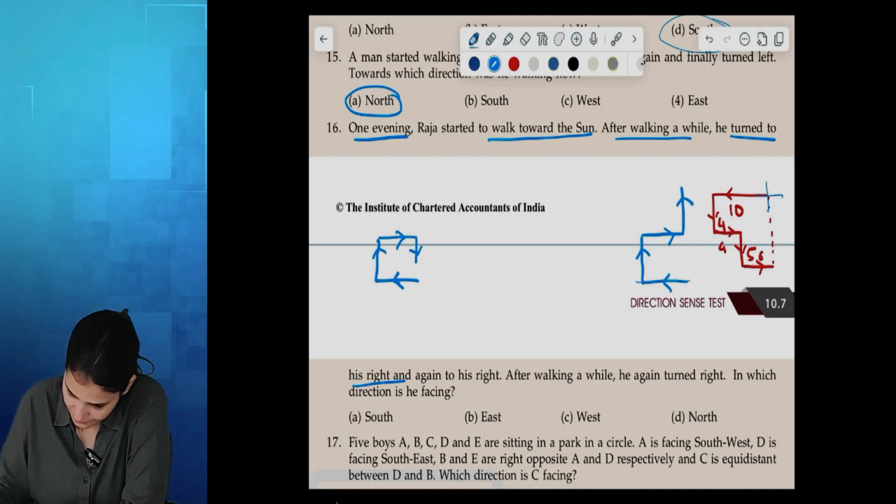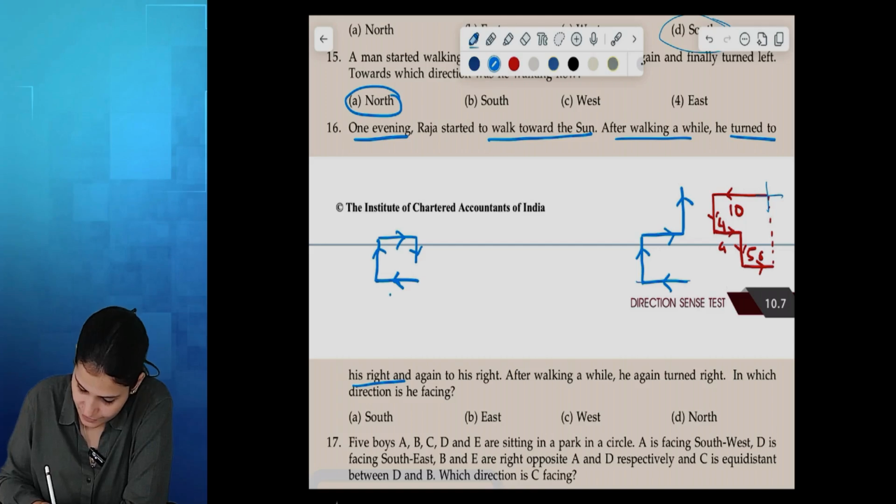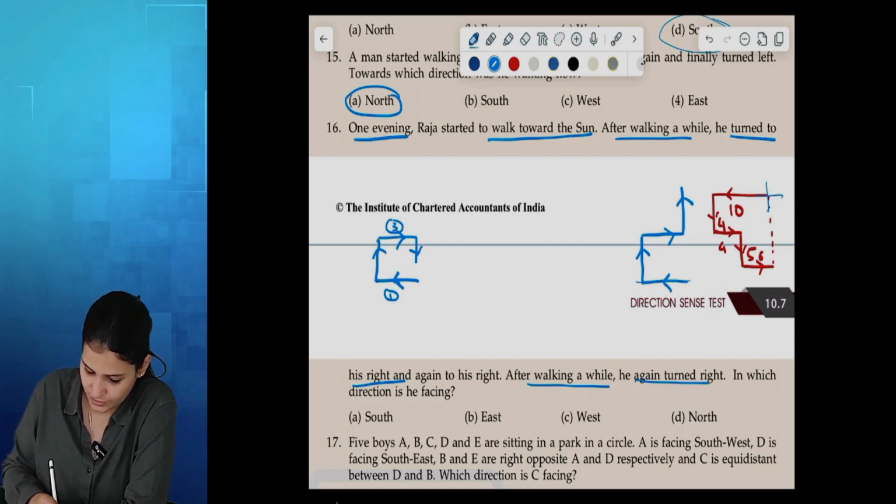Ma'am, but in the answer, one second. One evening, Raja started to walk towards the sun. First point. After walking a while, he turned to his right. Again to his right. After walking a while, he again turned to his right. He's in the south side.